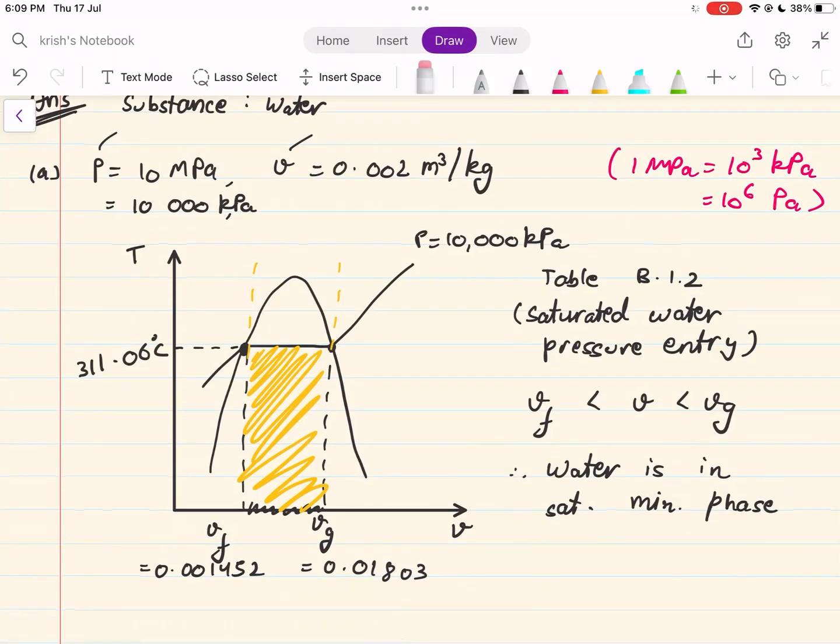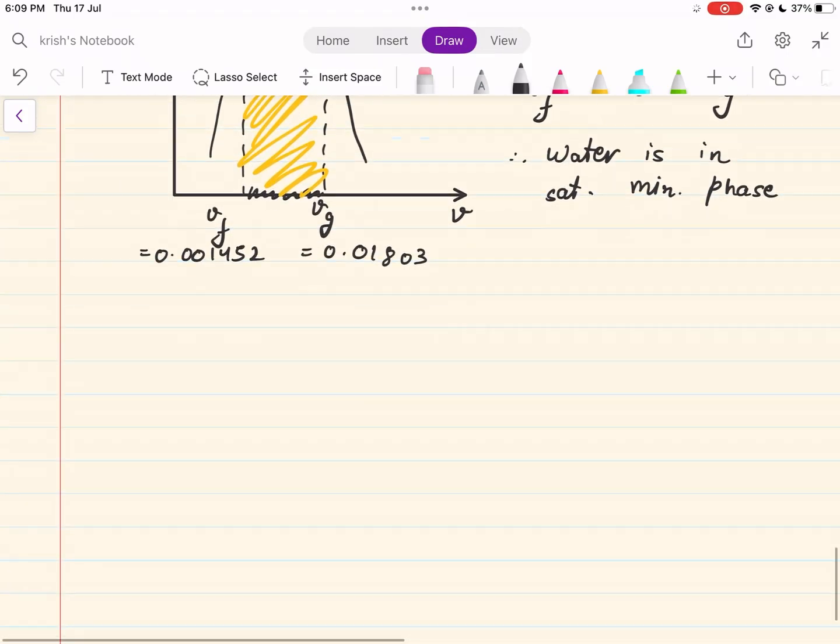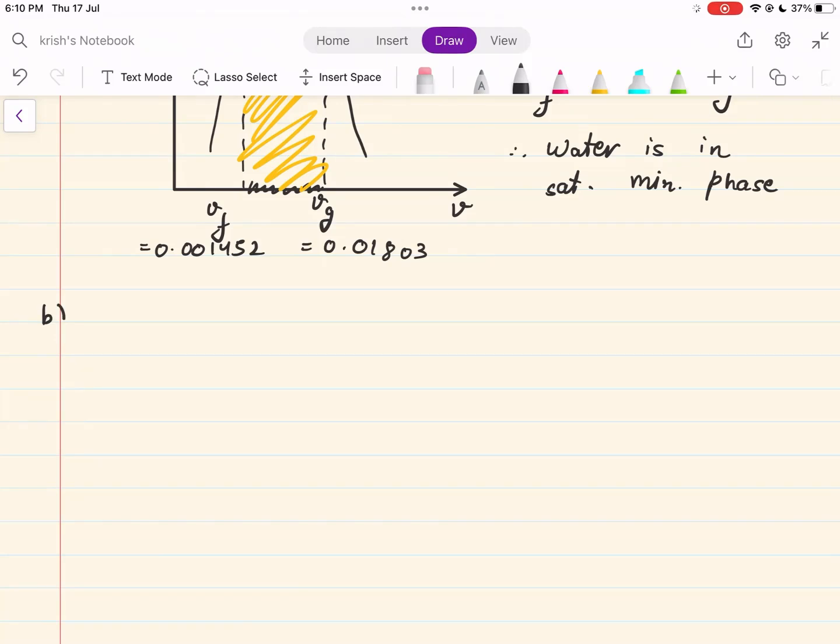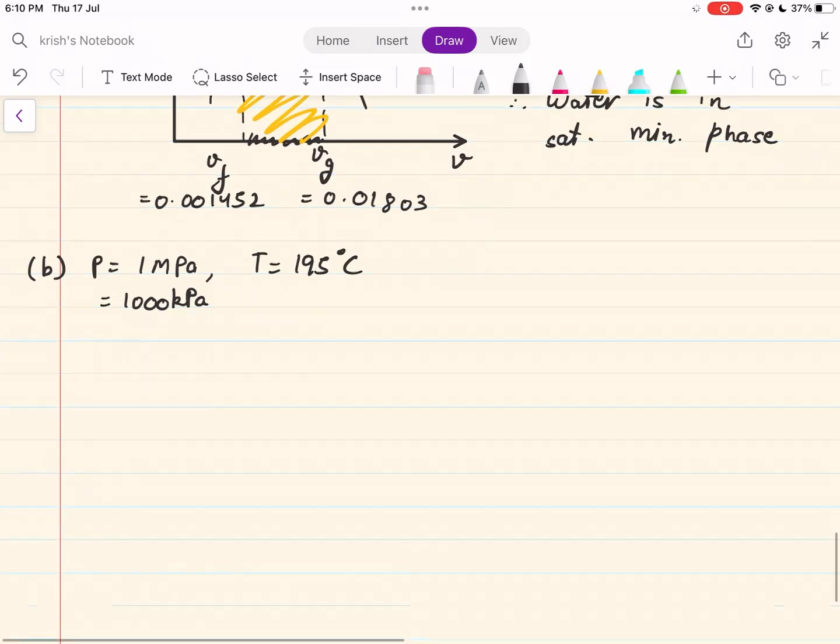If you do not understand, don't worry, there are a lot of questions in this tutorial. However, do feel free to go back and watch this specific question again. Let us go to part B. Given P is 1 megapascal and T is 195 degrees Celsius. So this is case 1. 1 megapascal is 1000 kilopascals.